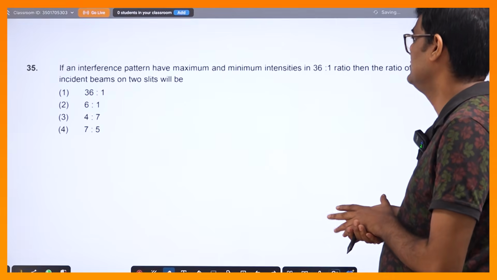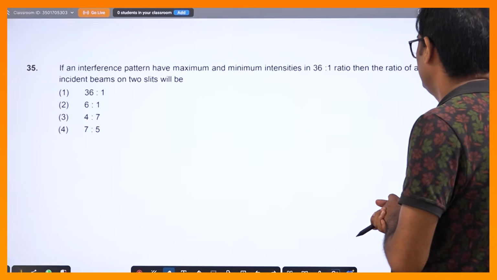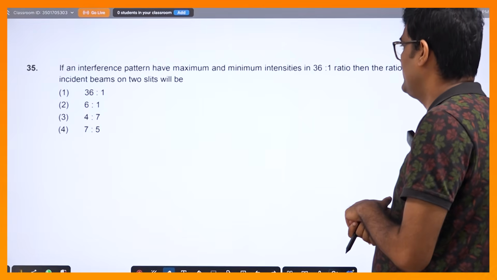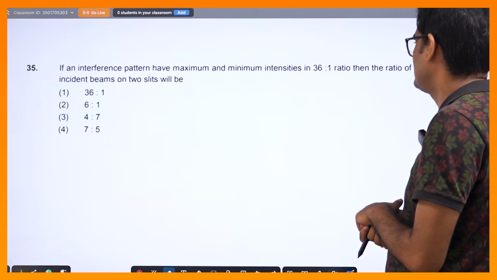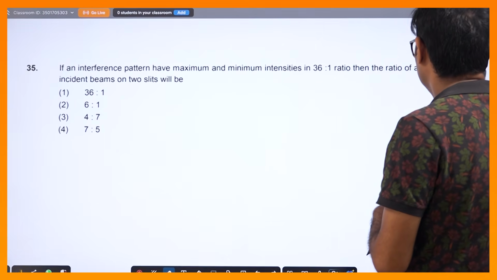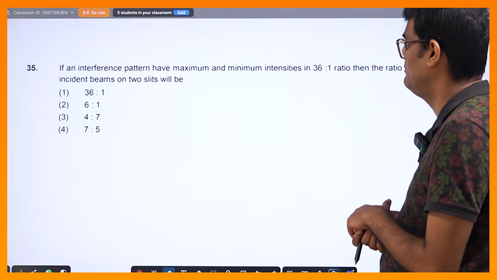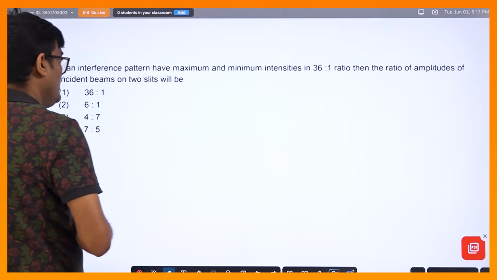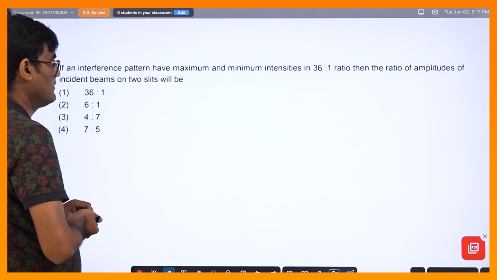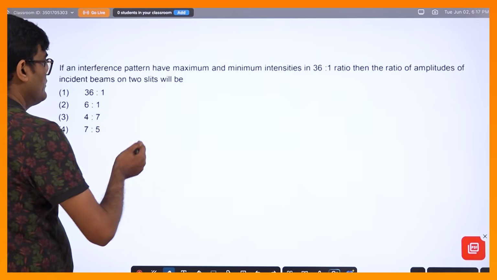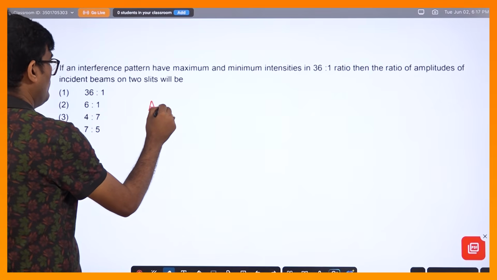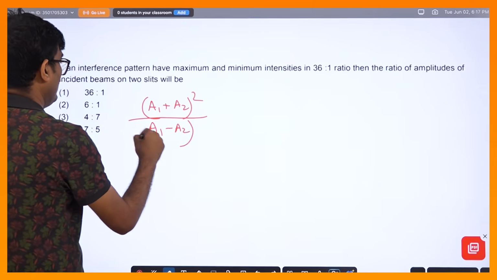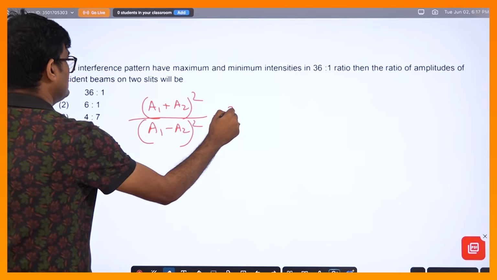If an interference pattern has maximum and minimum intensity in the ratio 36 to 1, then what is the ratio of amplitudes of the incident beam on the two slits? Maximum and minimum intensity is 36 to 1. You can see that the maximum is (a1 plus a2) whole square and minimum is (a1 minus a2) square, that is 36 to 1.